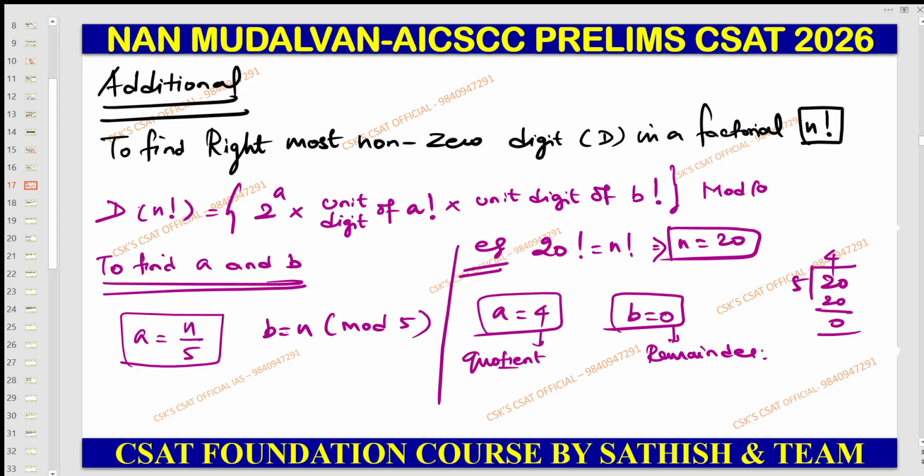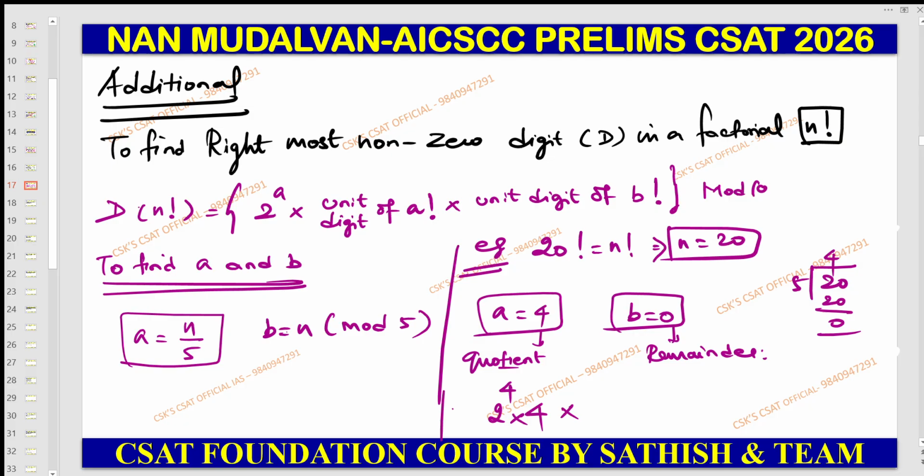Then you can apply here 2 power A. What is 2 power A? 2 power 4. What is the unit digit of A factorial? What is A? 4. What is the unit digit in 4 factorial? 4 factorial is nothing but 24. So the unit digit is nothing but 4.